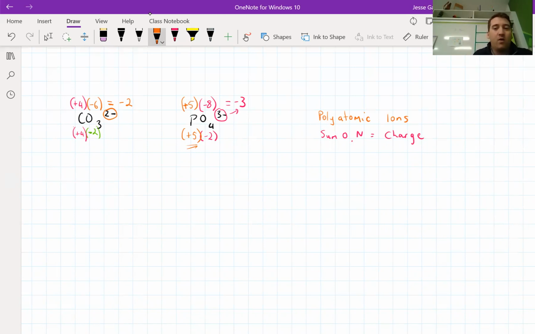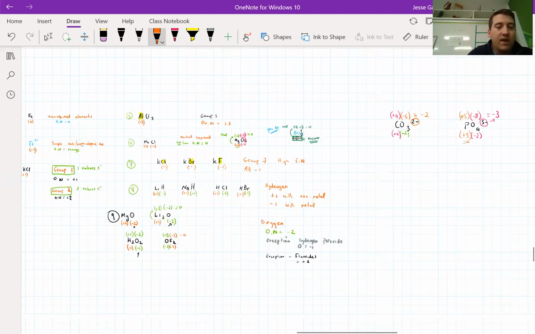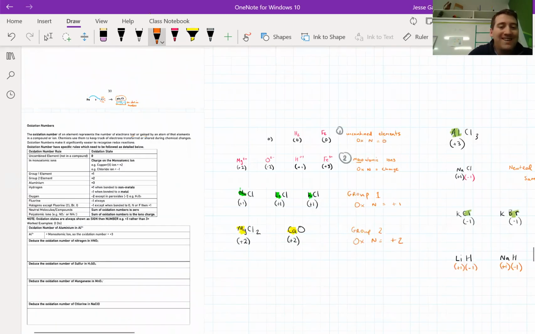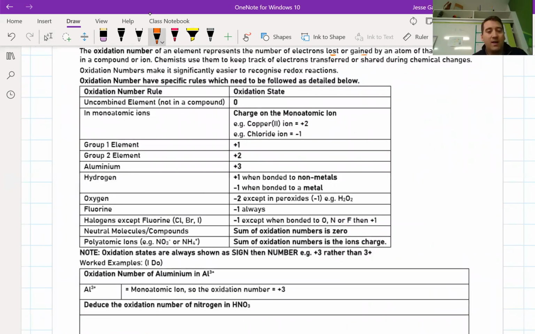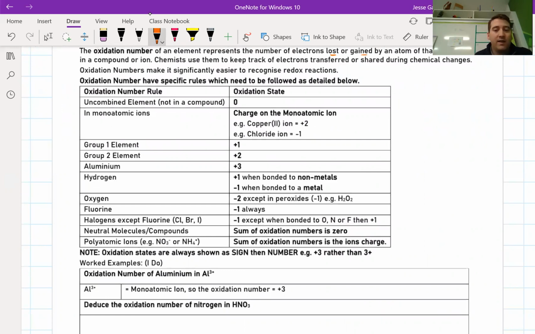That is the set of rules. Again, hit pause, take that down if you want to. Alternatively, that is summarized in this table here. So if you didn't take all that down, it might be a good idea here to pause the video and take it down from here.